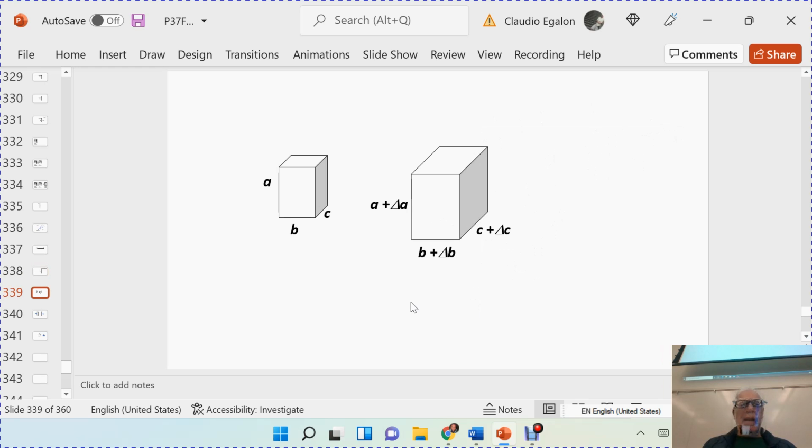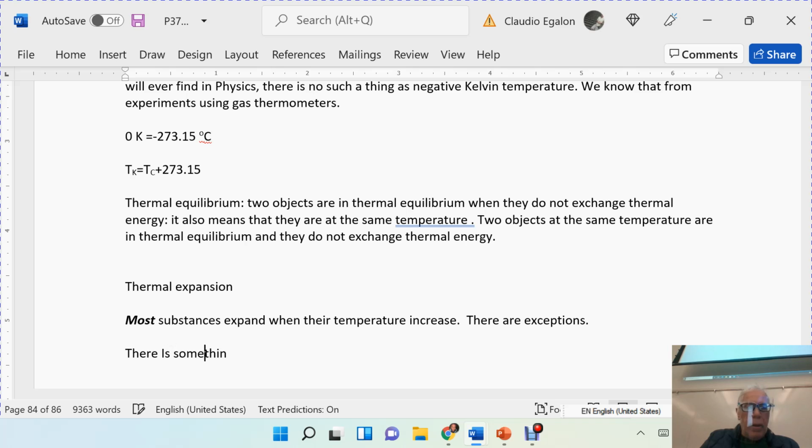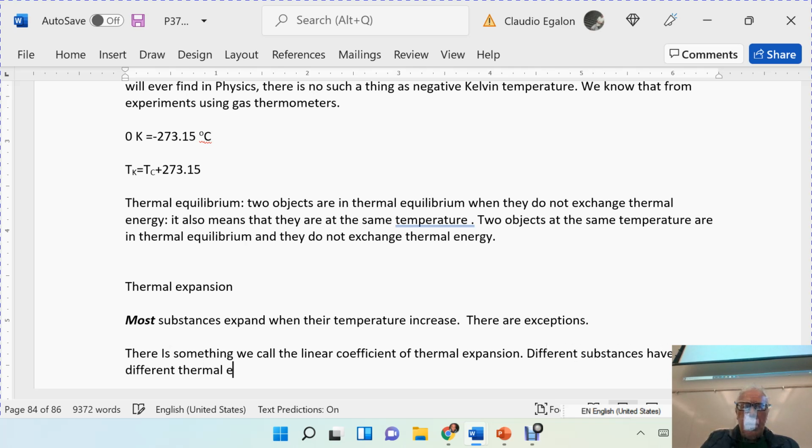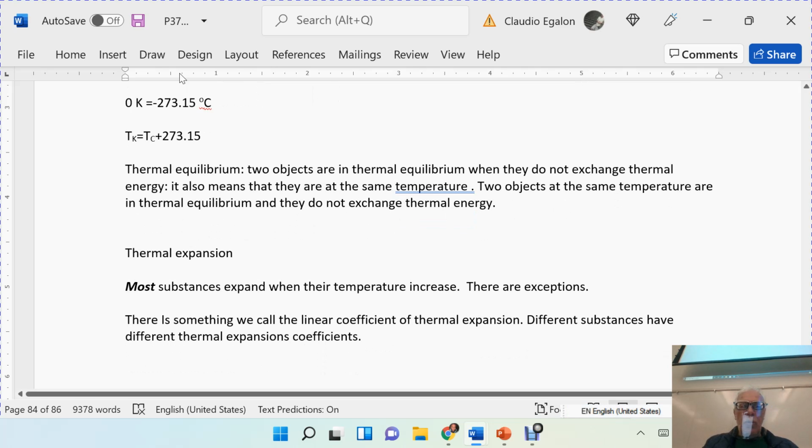Okay, there is something that we call, oh boy, something we call the coefficient, even better, the linear coefficient of thermal expansion. Coefficient of thermal expansion. Okay. Different materials, different substances have different thermal expansion coefficients. Okay. And how do you model that? We model that in the following way.